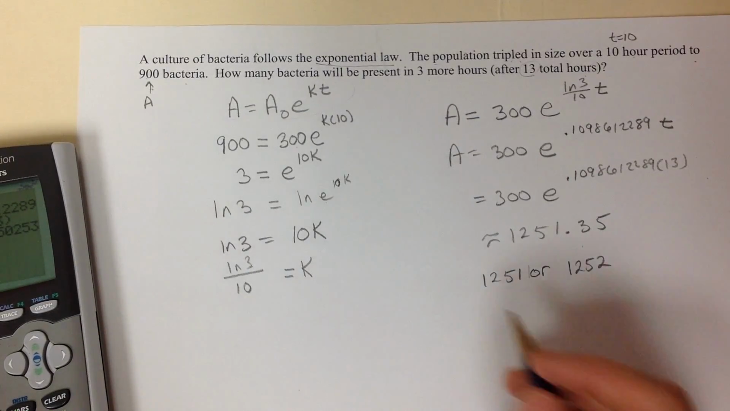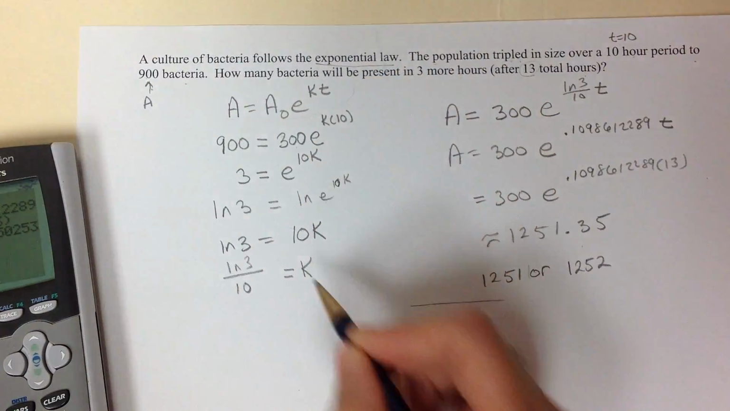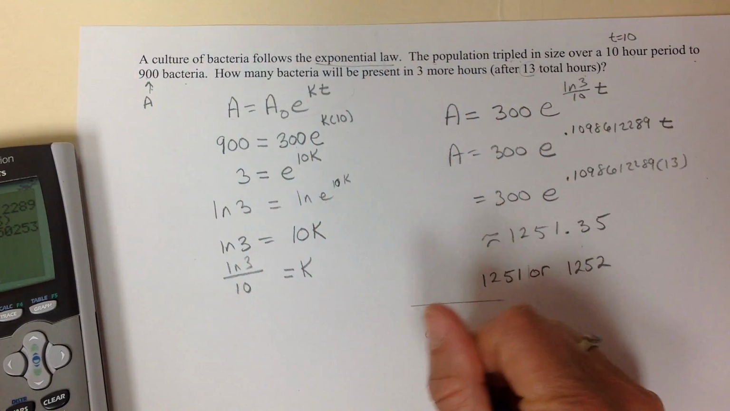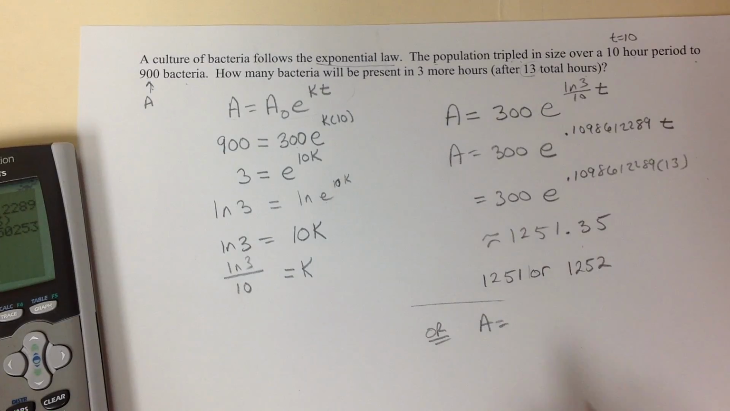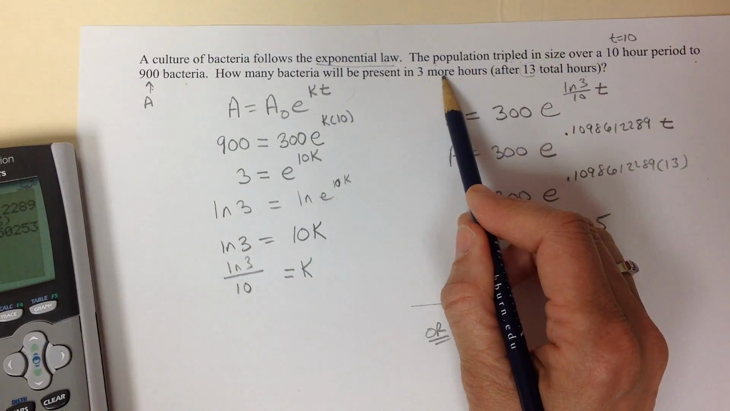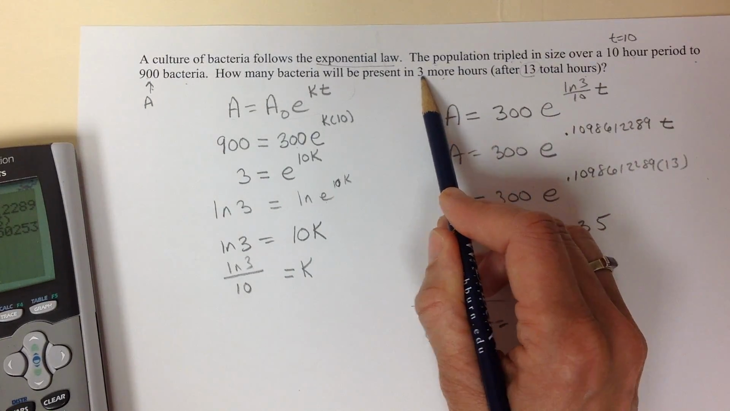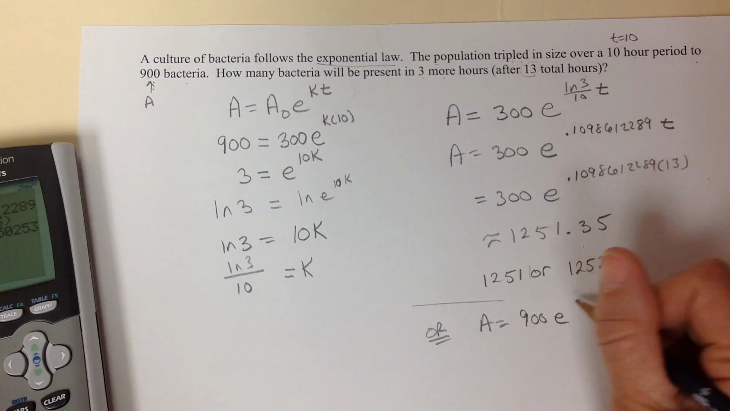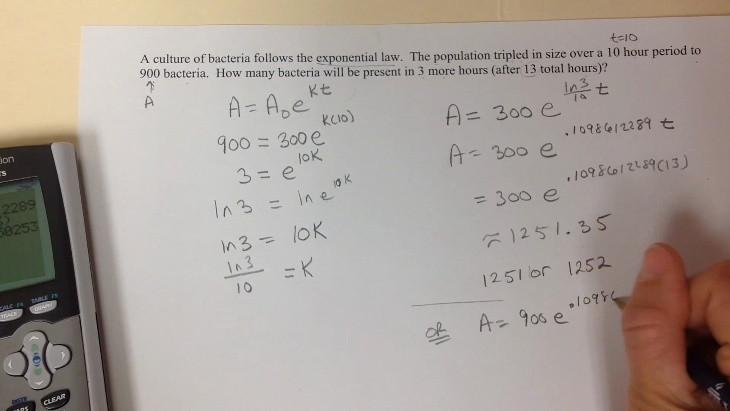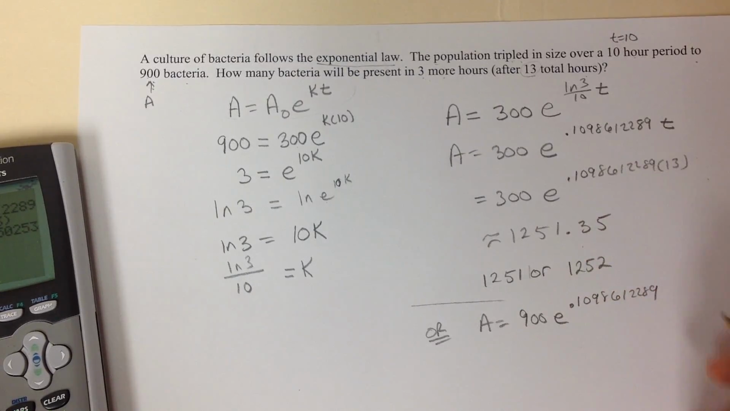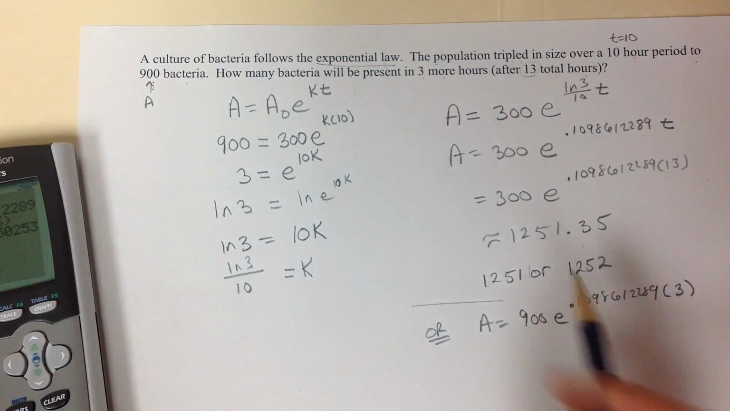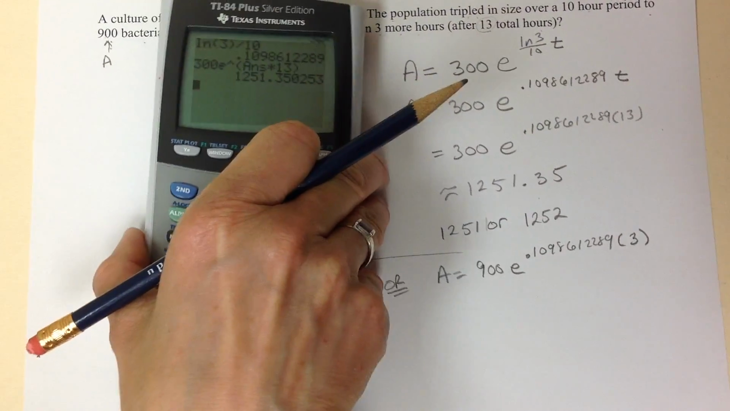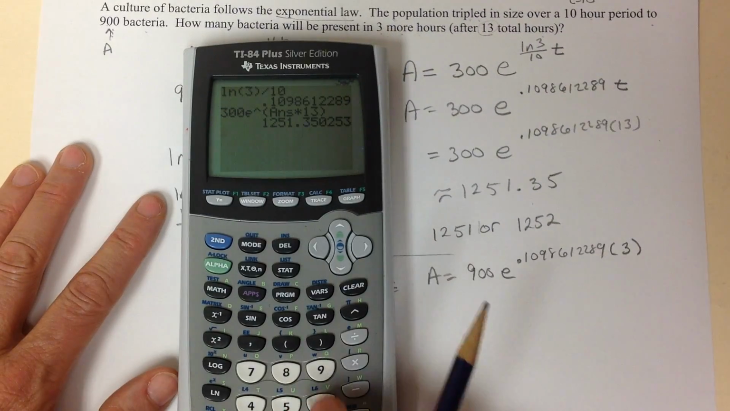Now let me show you something else that you could do. We still have to go through the exact same thing to find k. But we could look at it as saying, okay, 3 more hours. So when I start looking now, my population was 900. I'm still growing according to the same rate, so I still have this same value. But now I'll use 3 for my time, because I'm just looking at 3 hours from the 900 to where I'm at currently. And watch what happens here.